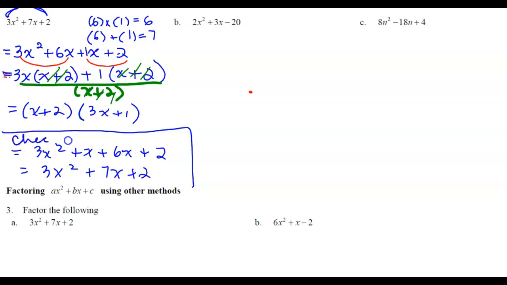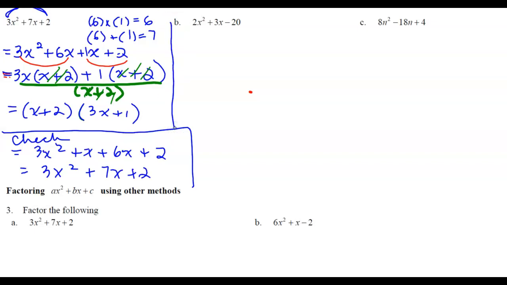Sometimes students are better at expanding than factoring, so that might be a good reason to use expanding to check. Okay, so that's 3 steps basically for decomposition. We're going to learn a little bit faster method, but it still goes through the same process of finding those numbers. So the finding the numbers part, if you need your calculator, get it out. You need to be able to find those 2 numbers.